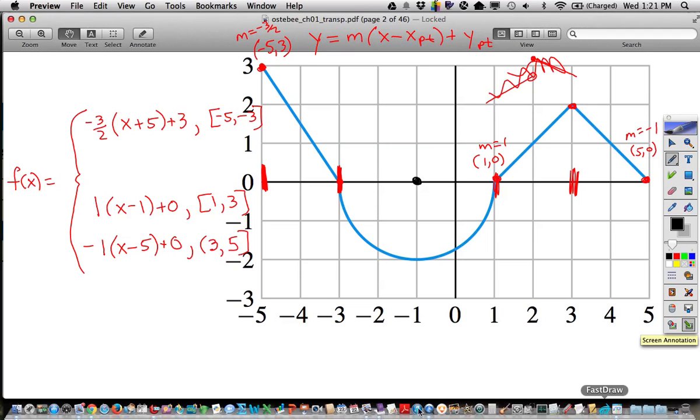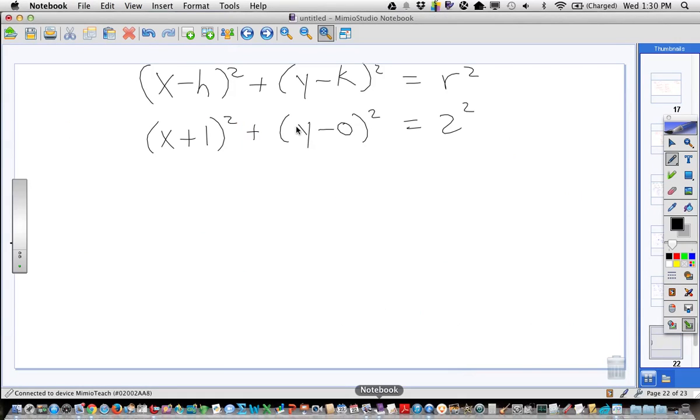So we have to come back into here and get y by itself. So I'm going to move that to the other side. So I'm going to get y minus 0 squared equals 4 minus x plus 1 quantity squared. I don't need to FOIL that out. You could if you want to, but we don't need to. We're now going to square root both sides.